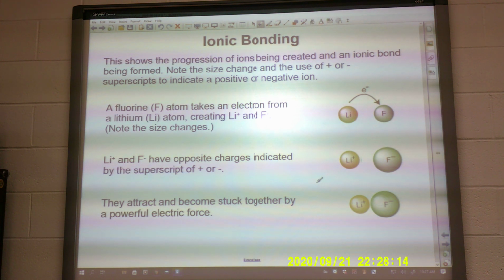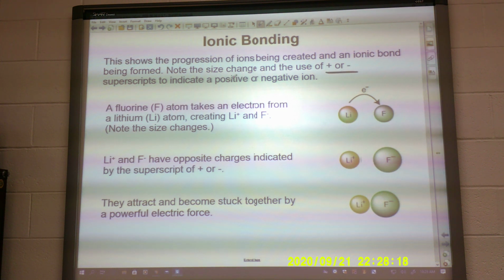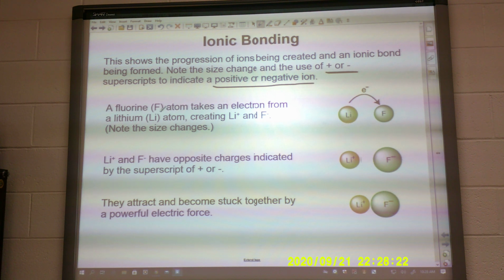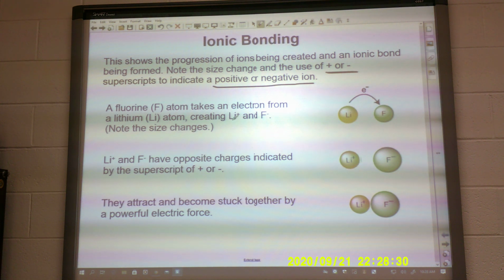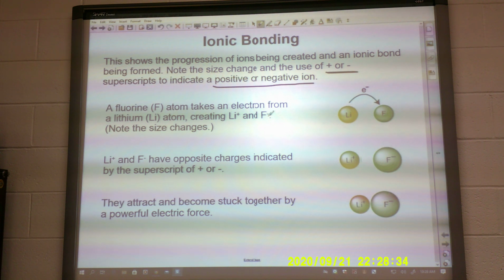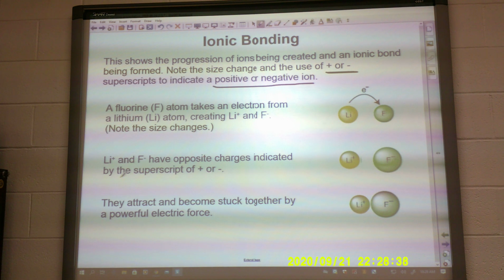This shows the progression of ions being created and an ionic bond being formed. Note the size change and the use of the positive or negative superscripts to indicate a positive or a negative ion. Fluorine takes an electron from lithium, creating a positive lithium ion and a negative fluorine ion. Note the changes in size. Okay? That's what happens.